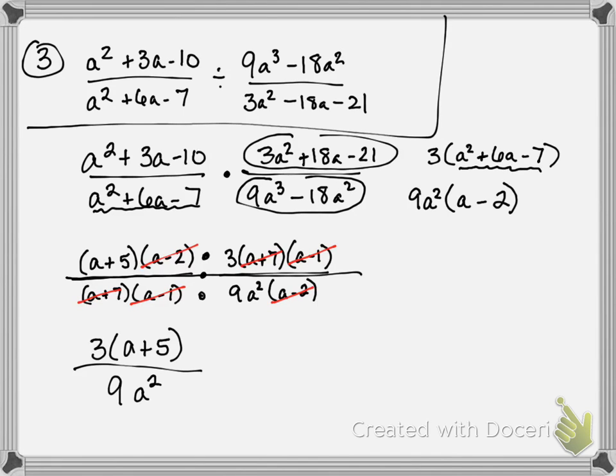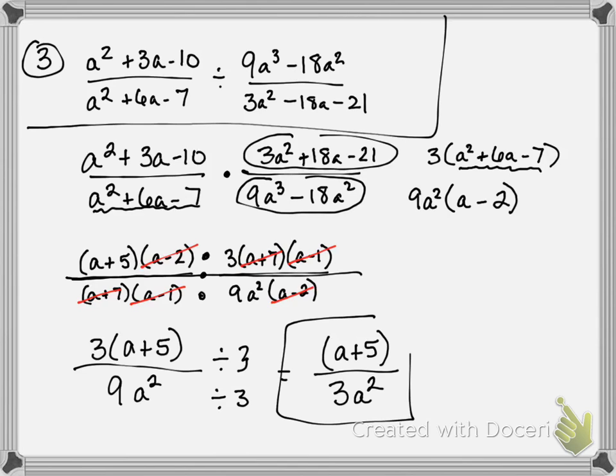Okay, and then the last thing that I notice is I can divide 3 and 9 by 3. So if I divide the top and the bottom by 3, what does that give me? That gives me 1 times a plus 5 over 3a squared. Okay, and then that would be your final answer. That's the most simple that it could be. The restrictions are everything that's in the bottom of this fraction.